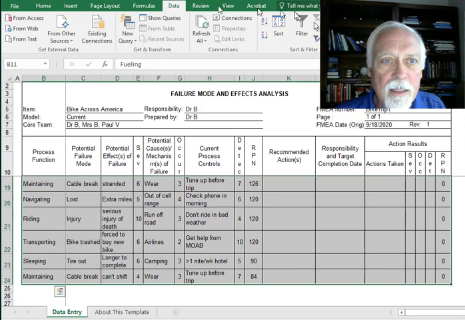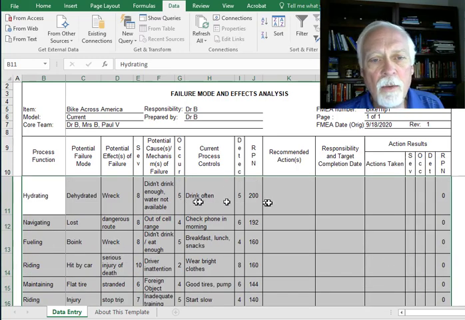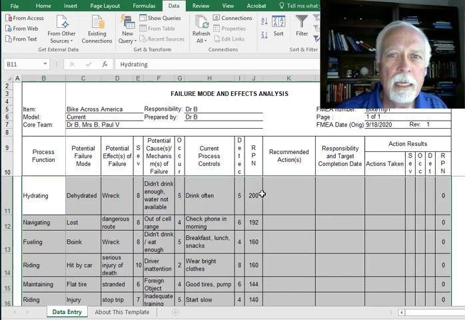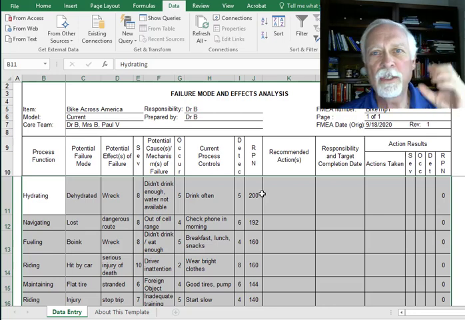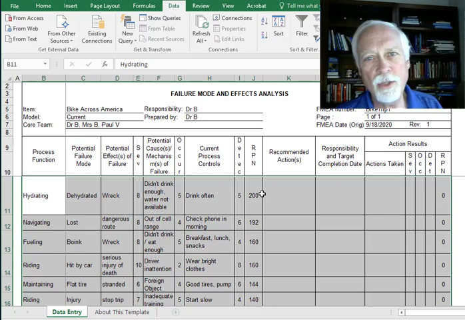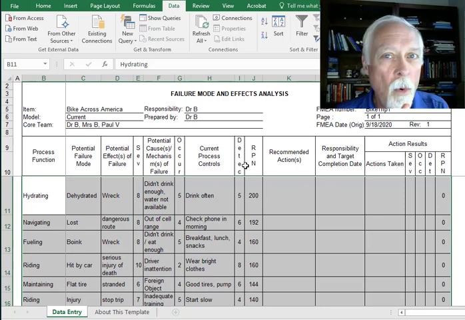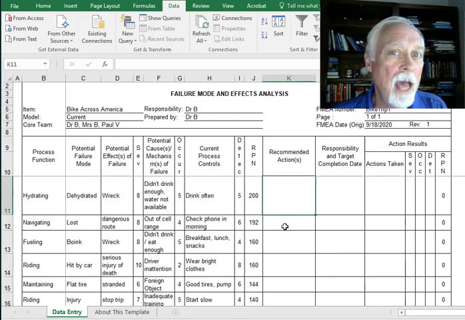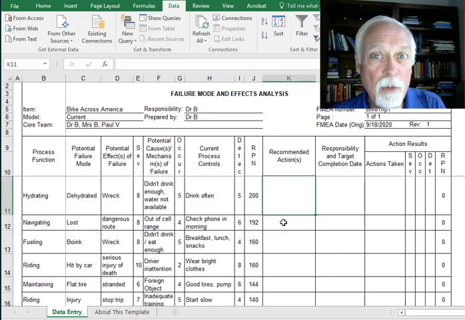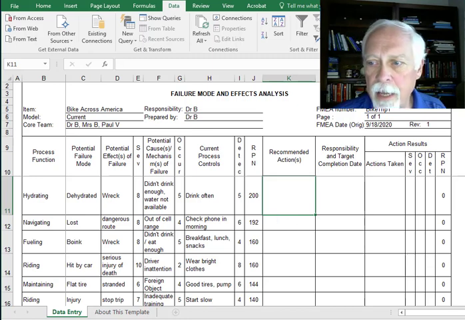Data, sort. And now we have it sorted in decreasing risk priority number, which is essentially putting the riskiest issues at the top. Now there's one more. We're not done yet because we haven't taken any action. And we definitely want to take action on the highest risk items. I'm going to pause it, take some action, and then come back.